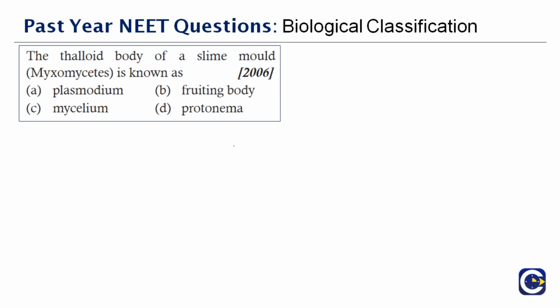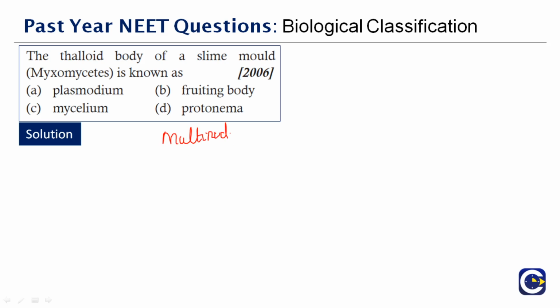Next question here. The fruiting body of slime mold, Myxomycetes, is known as dash. Very easy question for you to answer. See, the fruiting body of the slime mold is made up of what?